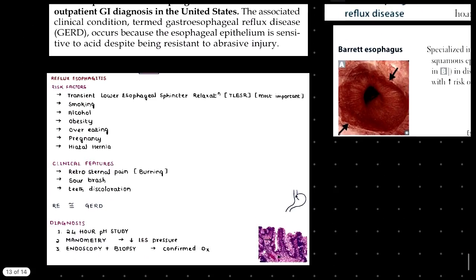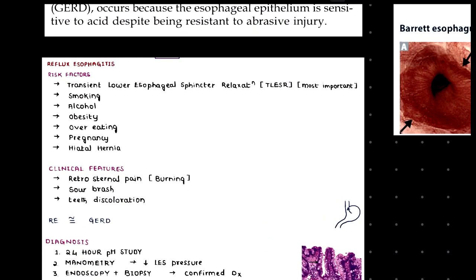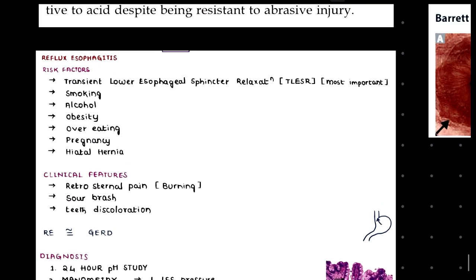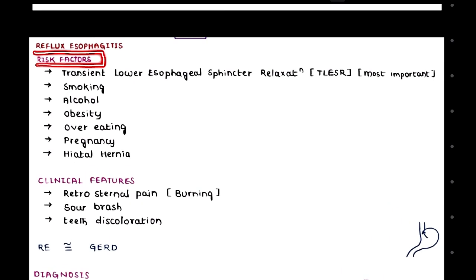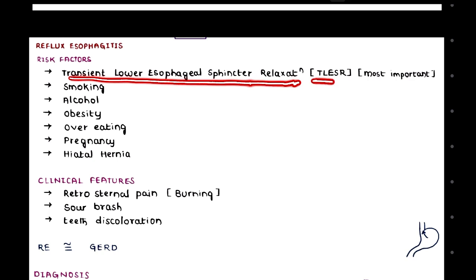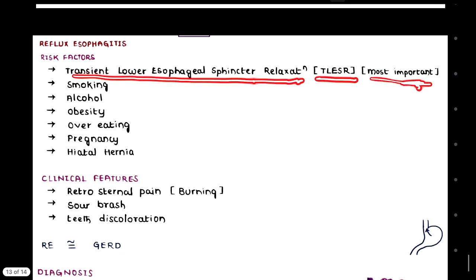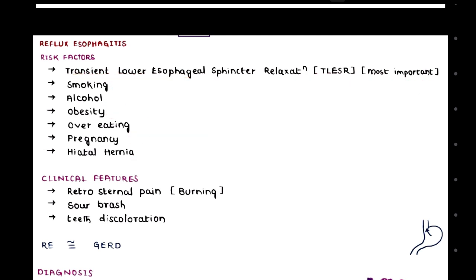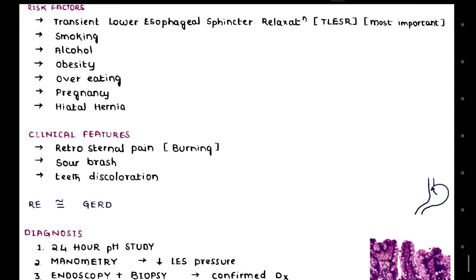Now moving further, let's talk about reflux esophagitis. The most common cause, the most important risk factor of reflux esophagitis, is transient lower esophageal sphincter relaxation, TLESR. Other risk factors include smoking, alcohol, obesity, overeating, pregnancy, and hiatal hernia. We have caffeine also, which is a main risk factor. We have chocolates.